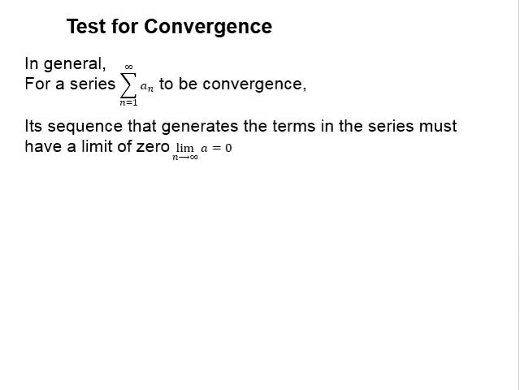In general, for a series to be convergent, the sequence that generates the terms in the series must have a limit of 0. That means when n is infinity, the sequence term will end up becoming 0 at the end of the day.